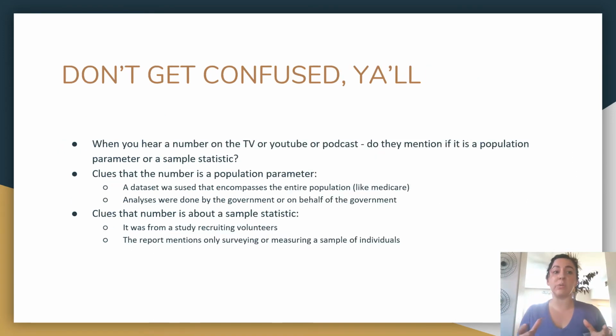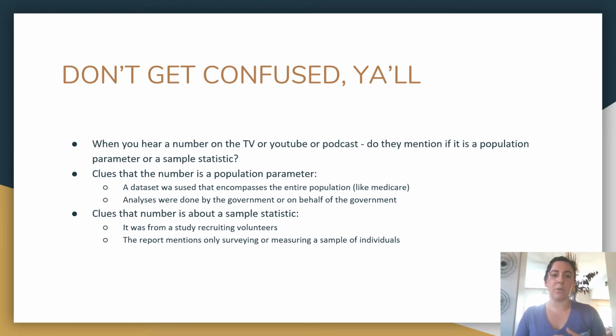So I just really want to push the ideas of parameter versus statistic in your minds, because the news and whatnot can kind of mix and match these words. They sort of throw them around. So there are clues you can look for when you hear it on the news or anywhere else, like in a podcast, that can tell you if they're talking about a population parameter or a sample statistic.